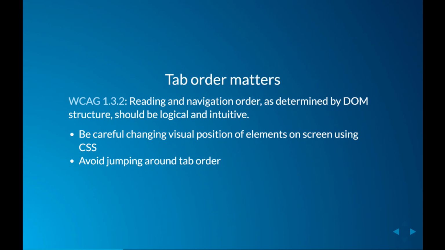Okay, so the tab order really matters. WCAG 1.3.2 says that the navigation order, the tabbing order, should be logical and intuitive. Sometimes we use CSS to alter the position of certain elements, and that may jump the tab order. So you will see sometimes when you press the tab key, the visual focus ring moves from here to here and then goes back and forth. That's really confusing for keyboard-only users because they don't know the natural order of the page.